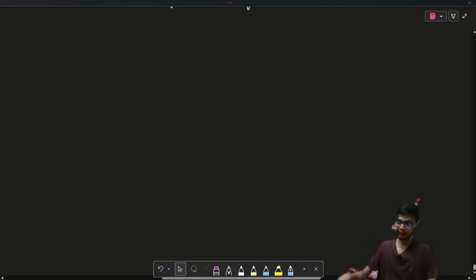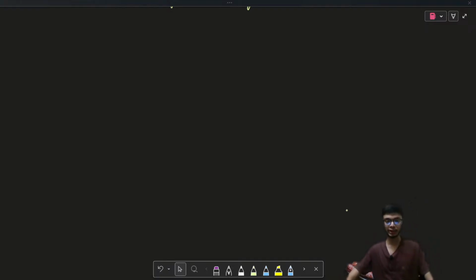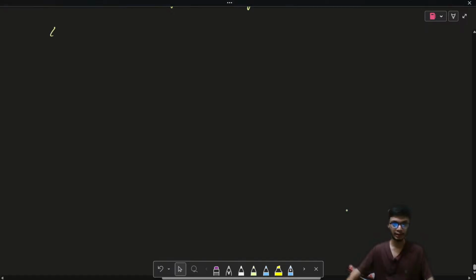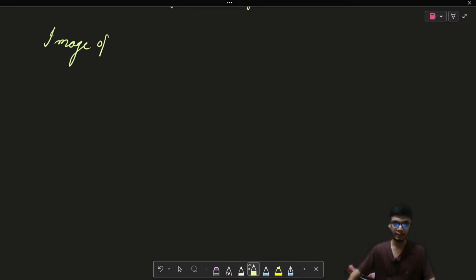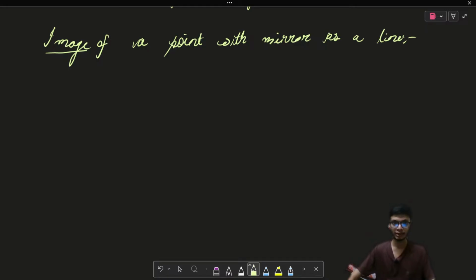So let me now proceed with the concept of image of a point with respect to a line as a mirror. I'm writing the topic as image of a point. Now this concept is applied in many places, even in engineering, so that makes it a very important concept. Image of a point with the mirror as a straight line. So you have to find the image of a point with the mirror as a straight line, right?